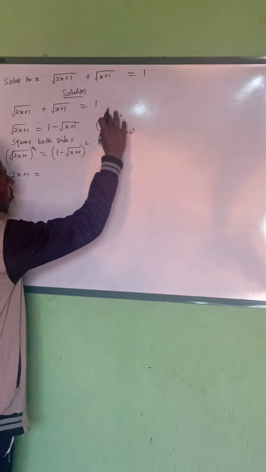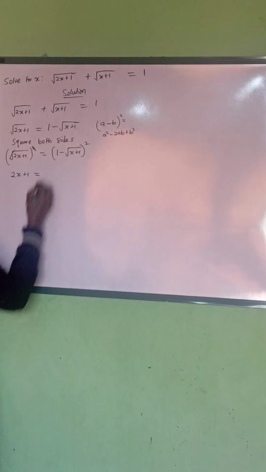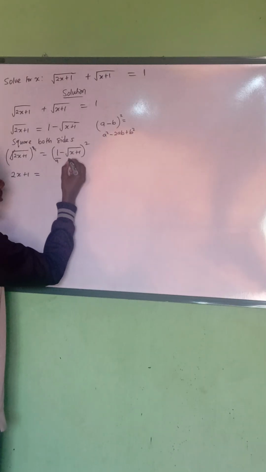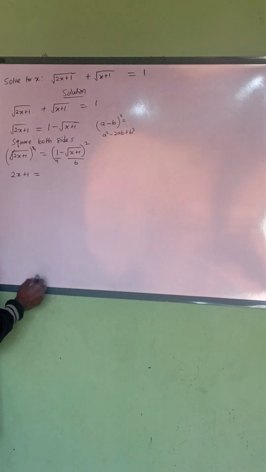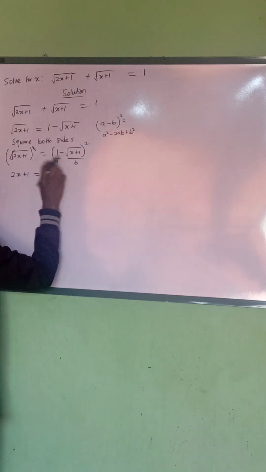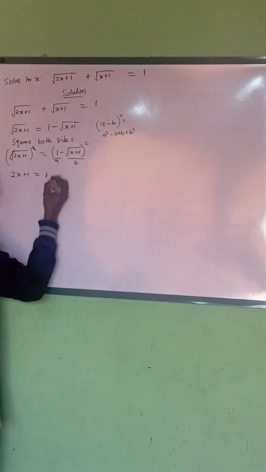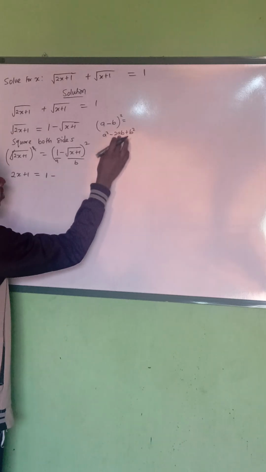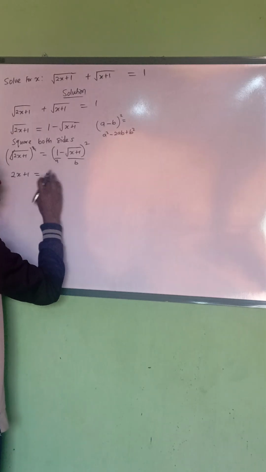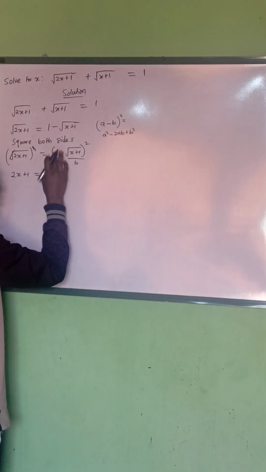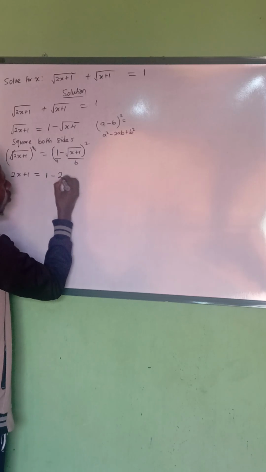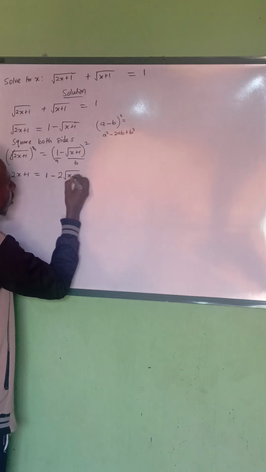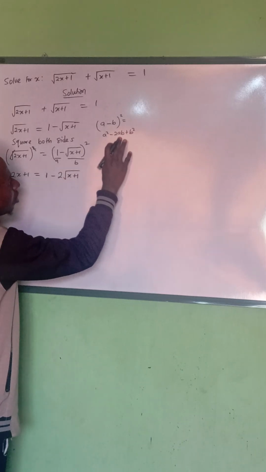Now, we are going to use this method to expand this. Now, this is our a now. This root x plus 1 will be our b. Now, let's substitute a squared, that's 1 squared. We have it as 1 minus 2 times ab, that's 2 times 1 times this. So 2 times 1 is 2, 2 times root x plus 1. So we have it as 2 times root x plus 1. We are done with this one.